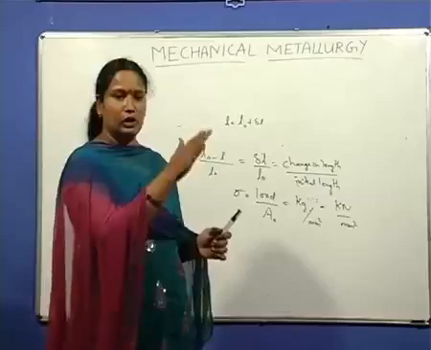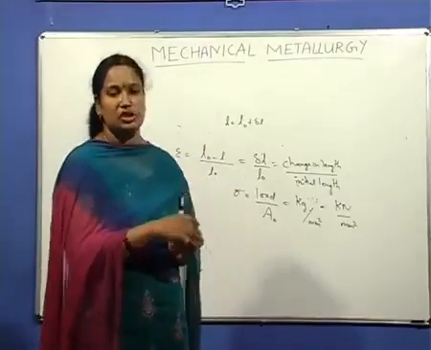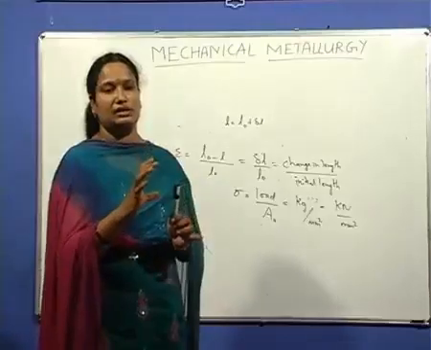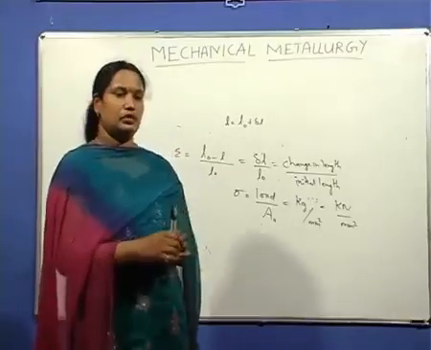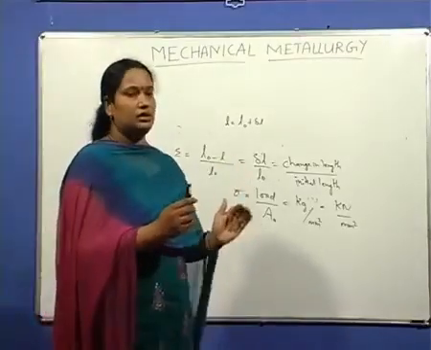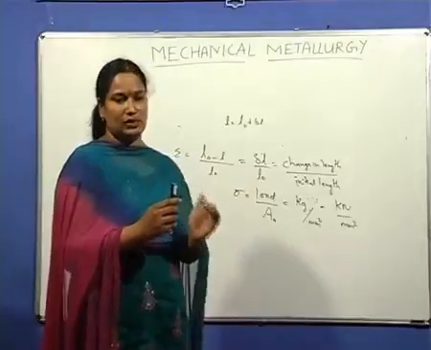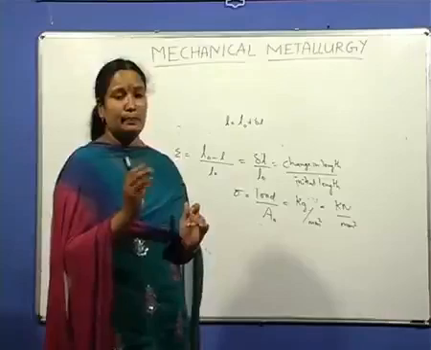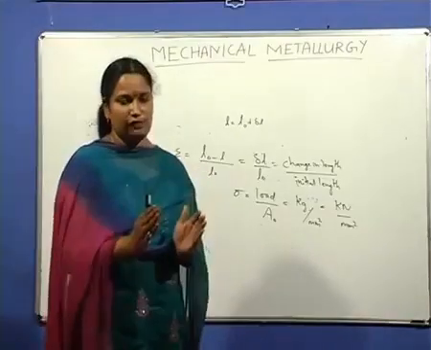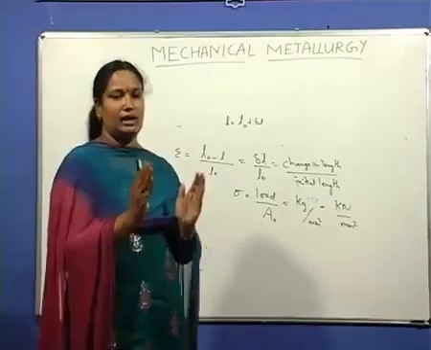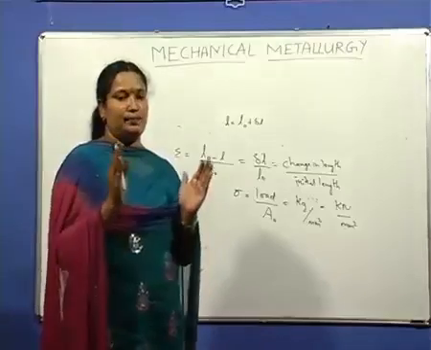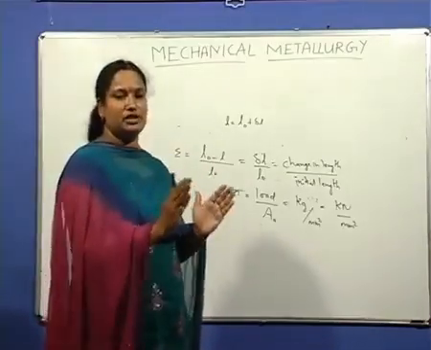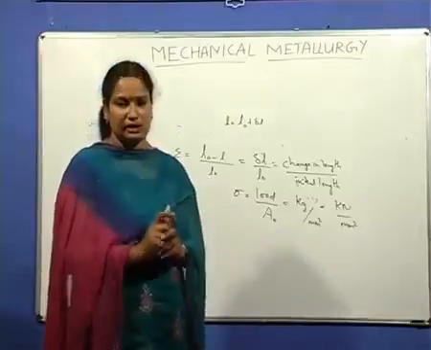Stress is the load by the original cross-sectional area, and strain is the change in length to the original length. Okay? So from that you can draw a stress versus strain curve for that material, and important properties like the stiffness, yield strength, ultimate tensile strength, and elongation, all these can be determined from the stress versus strain curve.